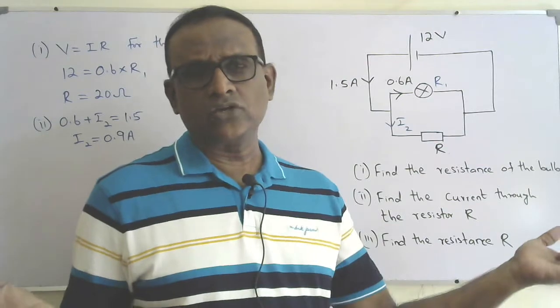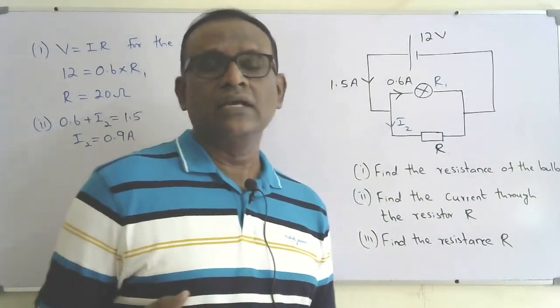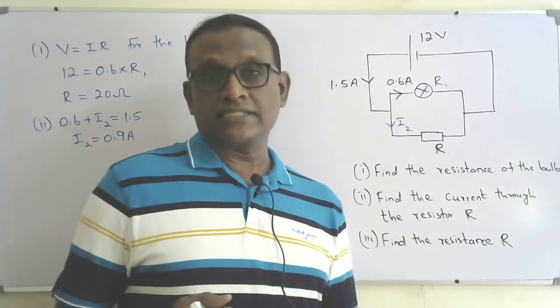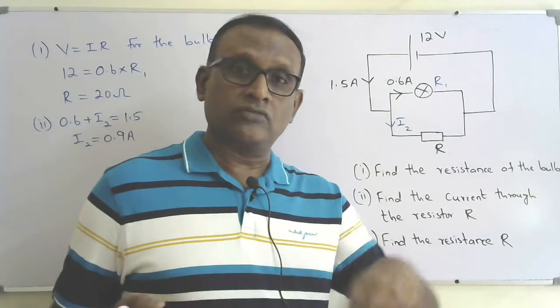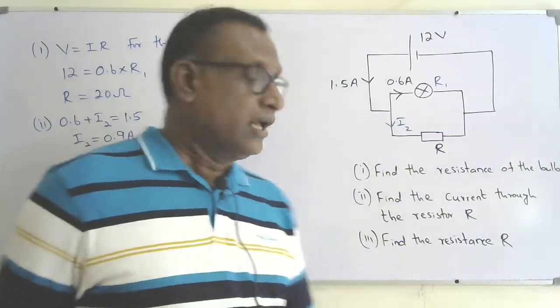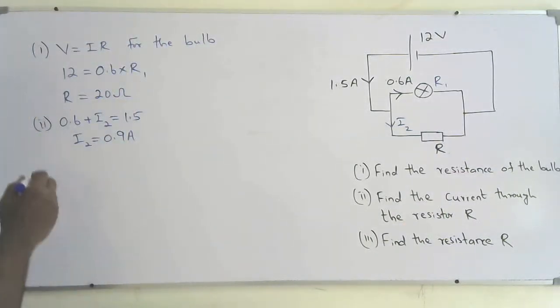See, I am not using 1 over R equals 1 over R1 plus 1 over R2. Not necessary. If necessary, only then use that equation. Otherwise, I can solve the questions without using the equivalent resistance equation. If necessary, I will use it, but so far, I don't need that. Third one also, find the resistance R. That also I'm not going to use it.